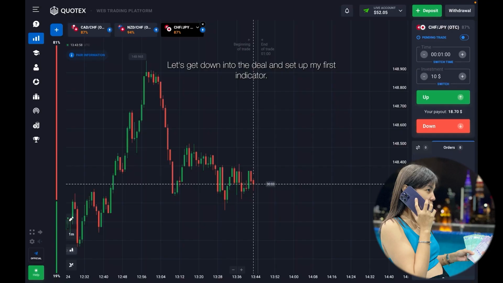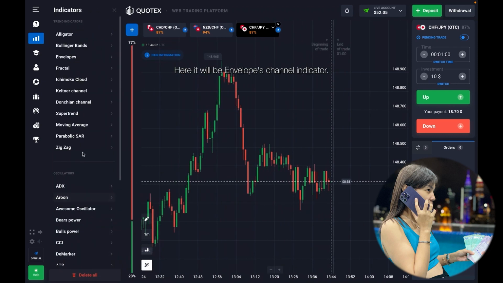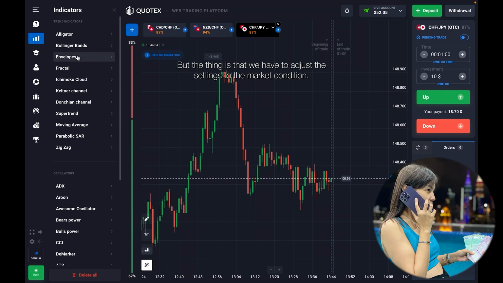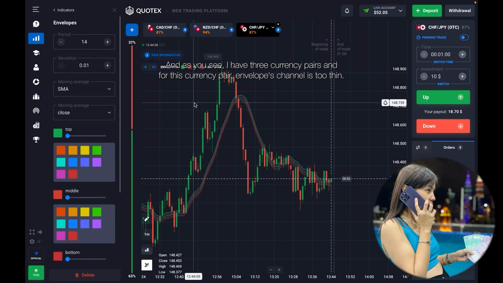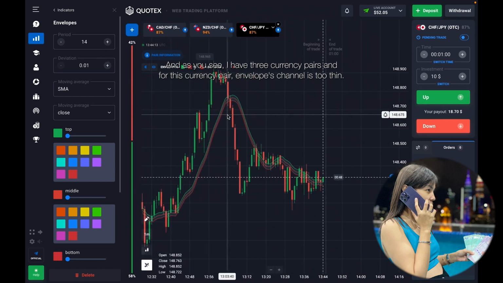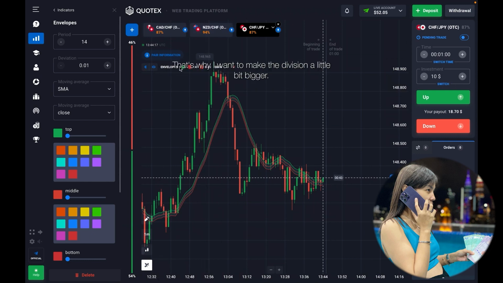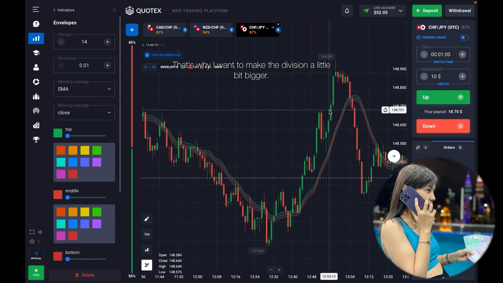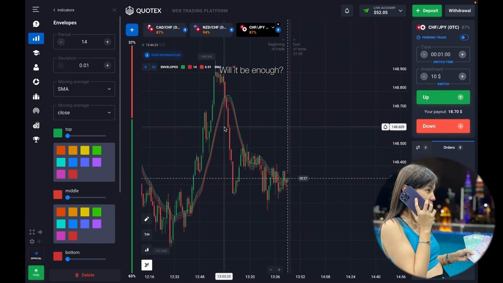Let's get down to the deal and set up my first indicator. Here it will be the envelopes channel indicator, but we have to adjust the settings to the market condition. As you see, I have three currency pairs, and for this currency pair the envelopes channel is too thin. It doesn't give us a signal, so I want to make the deviation a little bit bigger. For example, what about 0.6? Will it be enough? I think I can add one more point and let it be 0.7.